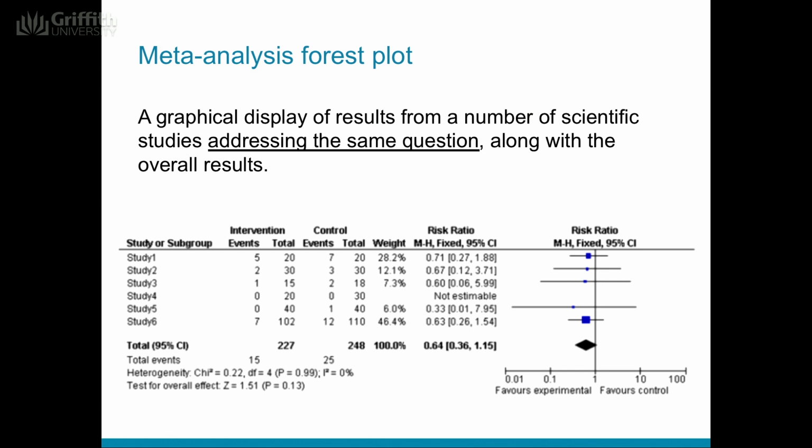If it falls on the left-hand side of the line, the middle line, it favours the treatment. If it lands on the right-hand side, it favours the control. If it touches the line, the result is not significant. There's still some ambiguity there.